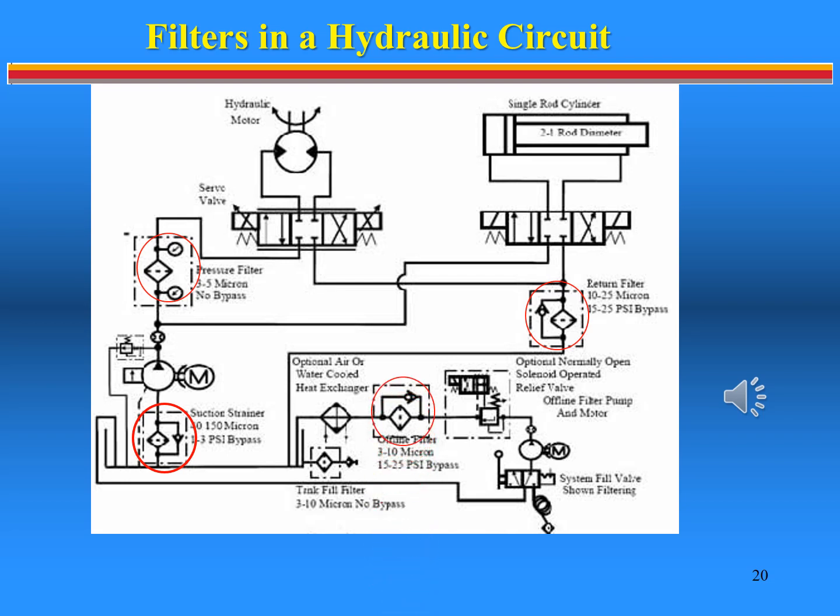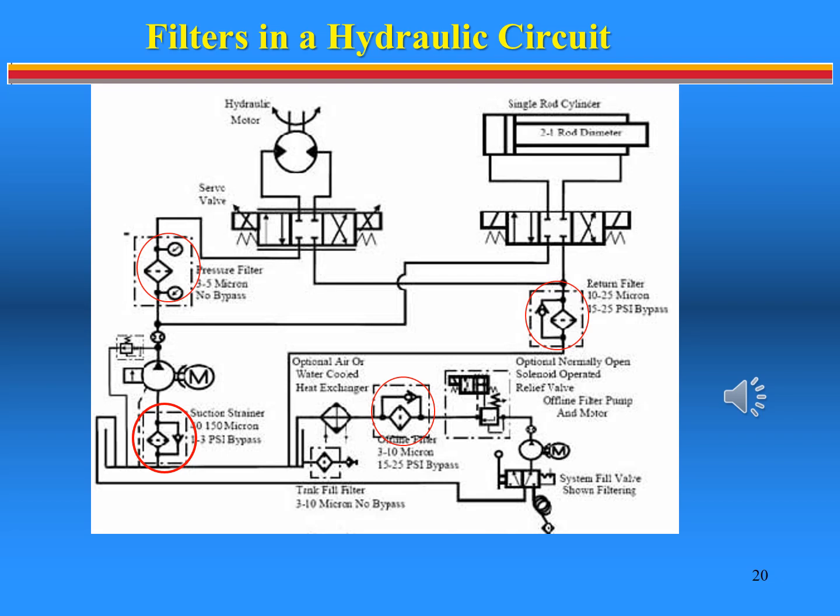This circuit shows where different types of filters are located. In the reservoir, you would normally have a strainer at location number 1 with a bypass check valve. Right above the pump at location number 2, you would have a pressure filter without a bypass. The pressure filter protects the proportional valve controlling the motor.